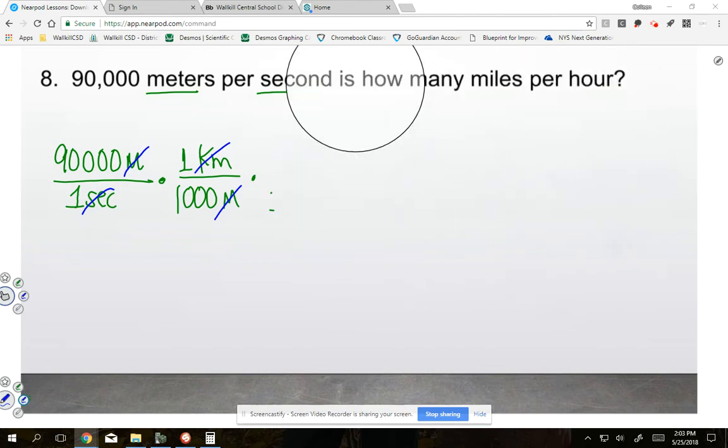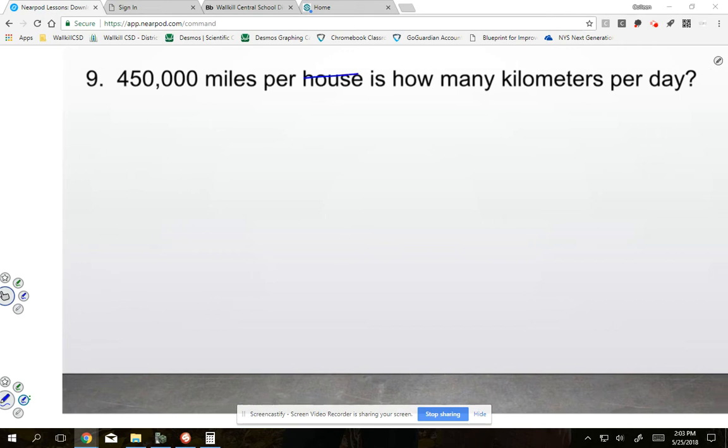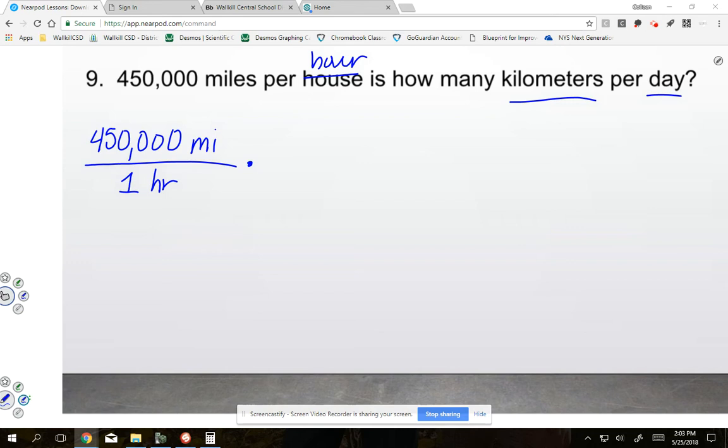Okay, last one is like that. Stay with me. 450 miles per hour, not house. 450,000 miles over 1 hour. I only need one conversion here because I want to go to kilometers per day. What's the conversion that takes miles to kilometers? Finish your paper. Miles to kilometers. There's one conversion. We just used it in the last one. Bryce. Good. Kilometers needs to be in the numerator so I can cancel out miles. Cancels, cancels.